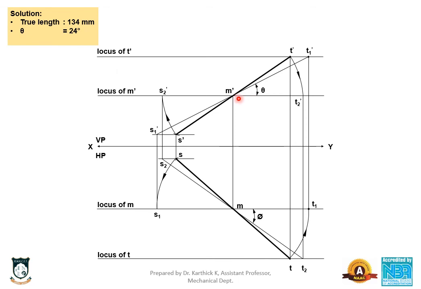You have to keep your protractor here and find out the angle. And inclination with VP, phi, is 35 degrees. That's all about the problem. You have to be very careful, you have to write down the results always, right? If you forget to write down the results, you will be getting less marks.